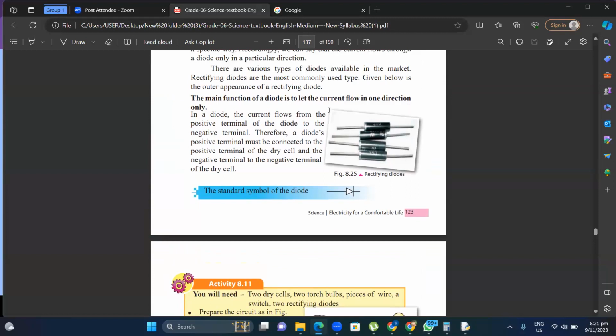The diode will help to guide the current in one direction. In a diode, current flows from the positive terminal to the negative terminal. Therefore, the diode's positive terminal must be connected to the positive terminal of the dry cell. Maybe this is a diode.